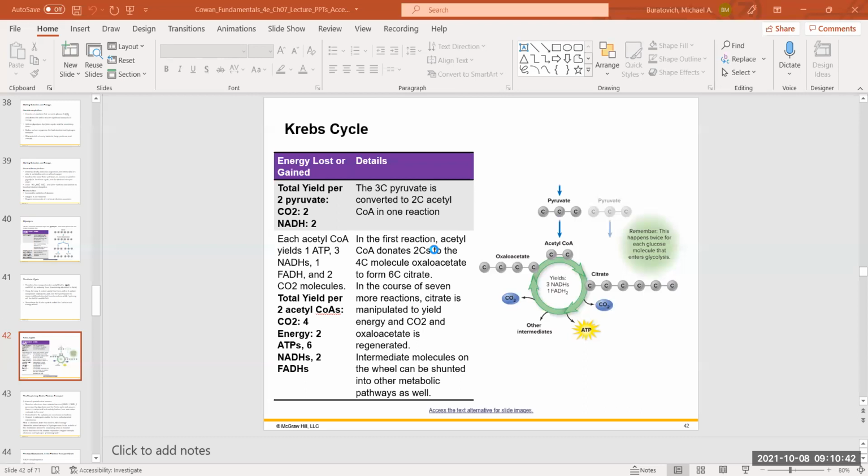The carbon skeletons of the amino acids are then either shunted into glycolysis or the Krebs cycle. So all metabolic roads lead to Rome. They lead to glycolysis or the Krebs cycle, and eventually to the electron transport chain. That is catabolism.